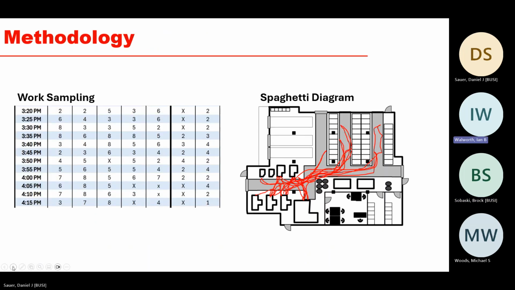So we conducted two main forms of research, and the first one was work sampling. And so what we did is we sent 2 of our members to the distribution center we were assigned, and then 2 to the gold standard within the company, and compared how workers were spending their time. Then next, we did a spaghetti diagram to map how workers were moving throughout the facility.